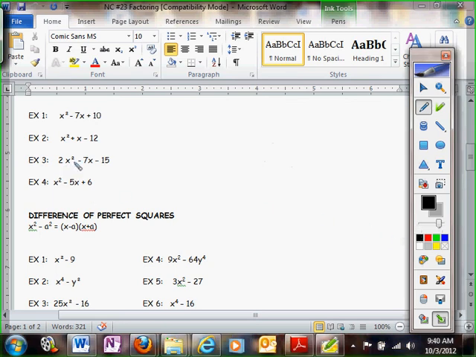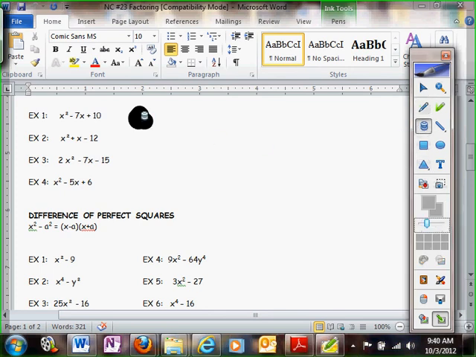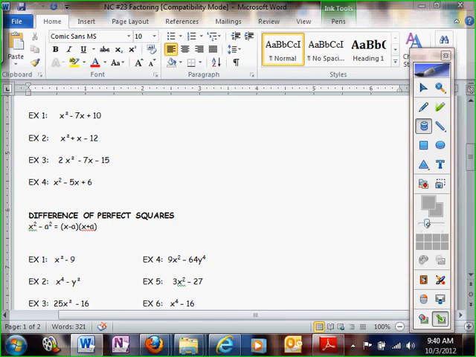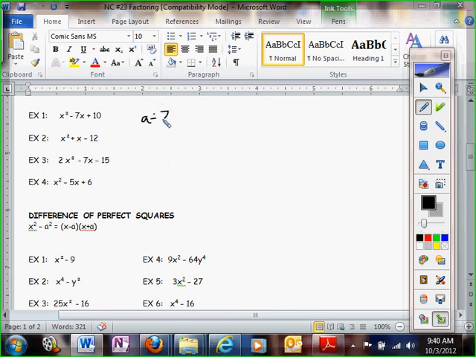Number 3. A is 2. B is negative 7. And C is negative 15. And so A times C is negative 30. My signs are going to be different. The biggest sign, or the biggest number, will be negative.